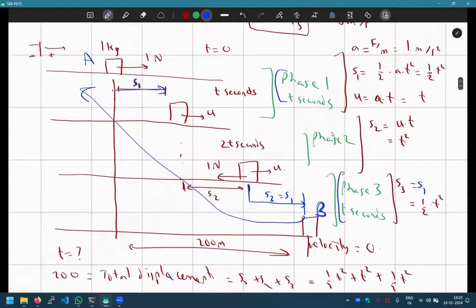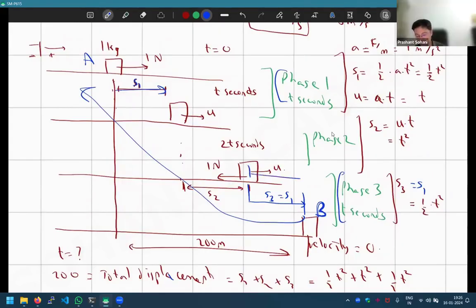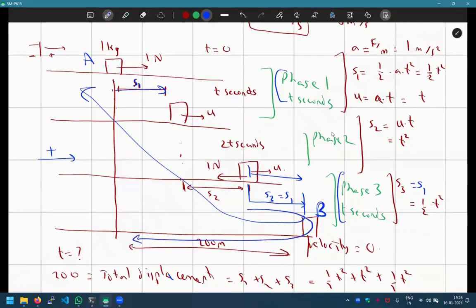Sir, won't S3 be negative? S3 is not negative because the movement is still in the right direction, right? So the object is still moving to the right. So as per our convention, it is going to be positive. When will S3 start to become negative? If you continue to apply the force for even longer, then the object will go ahead and start to come back. But it is only applied for t seconds. Yes, we are exactly stopping at t seconds. So that is where it is not moving.